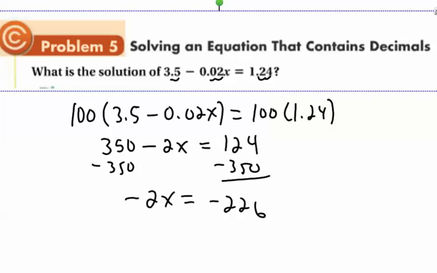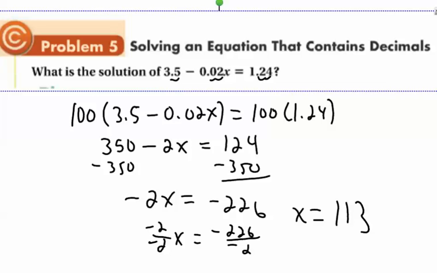And then we're just going to divide by negative 2. It's no big deal. We got this. Not a problem. And when we divide by negative 2, a negative divided by a negative is a positive, and we get 113. So that's that. Okay? You have got it. Why don't you pause the video and do it?